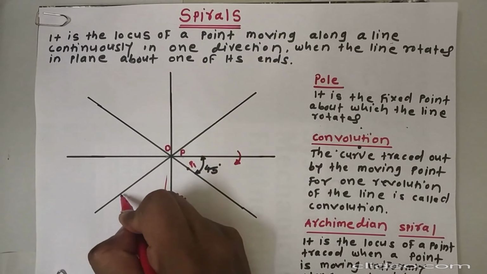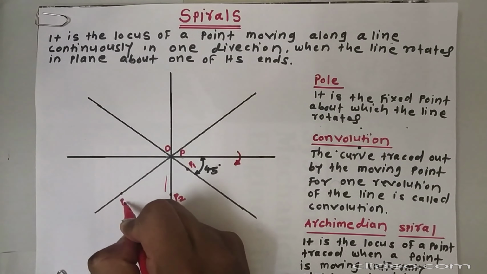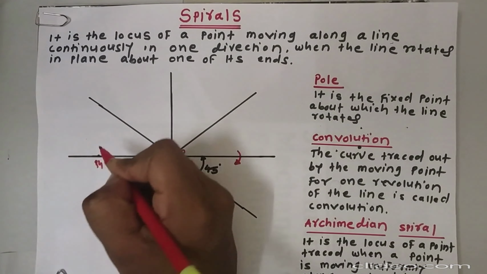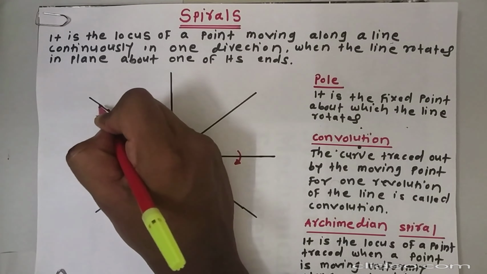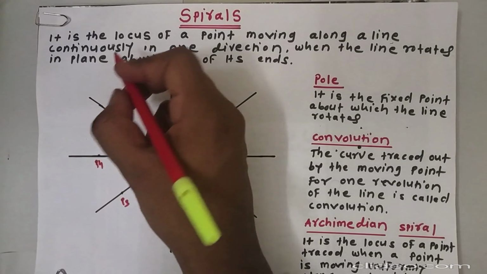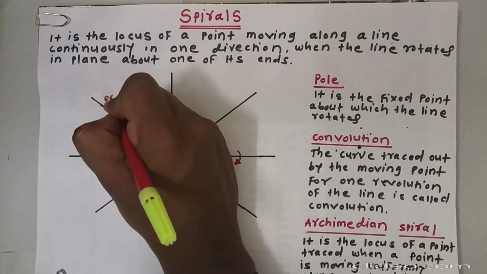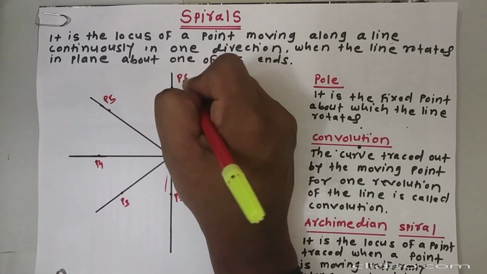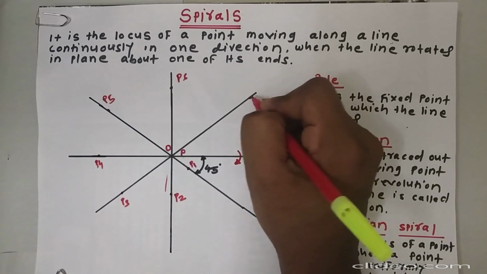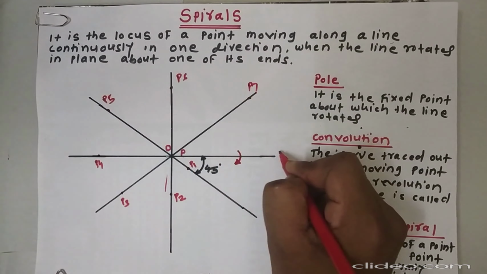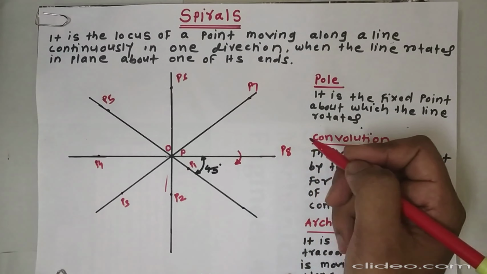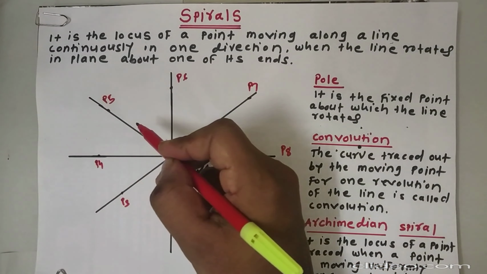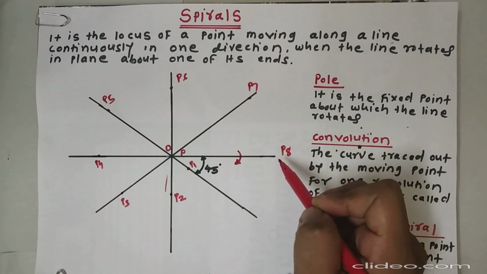So P3, P4, P5. You can observe here each point is moving further and further away. P6, P7 and P8.